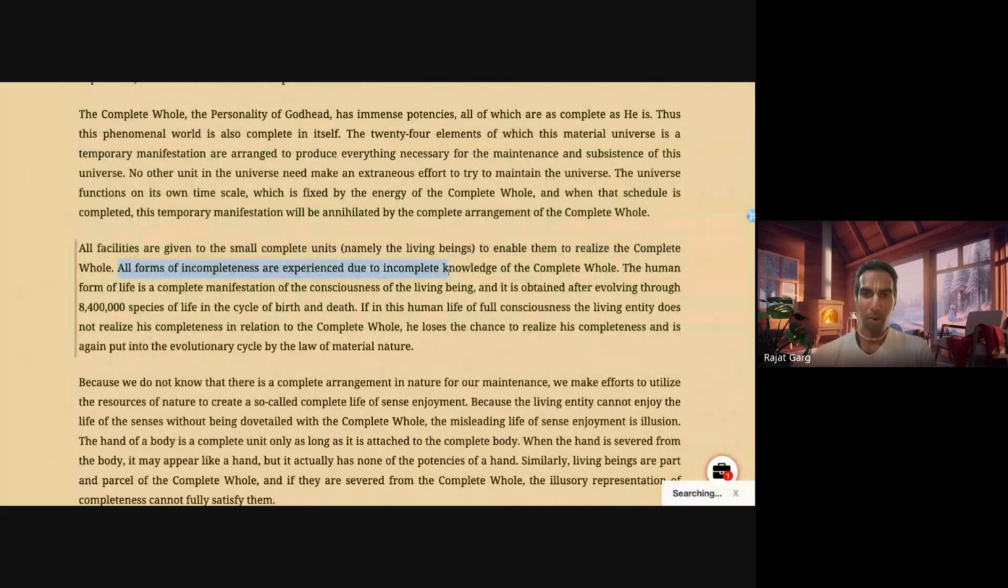So this line is very important, actually. All forms of incompleteness are experienced due to incomplete knowledge of the complete whole. So whatever dissatisfaction you face in your heart, whatever agitation, it means you have forgotten Krishna. It means you have forgotten your relationship with Krishna, because Krishna can make you completely whole. And if you connect yourself with Krishna, then that agitation, that hollowness, that incompleteness will go away because you will feel connected. So that is the purpose of human life.